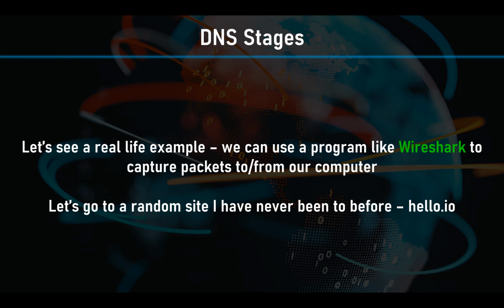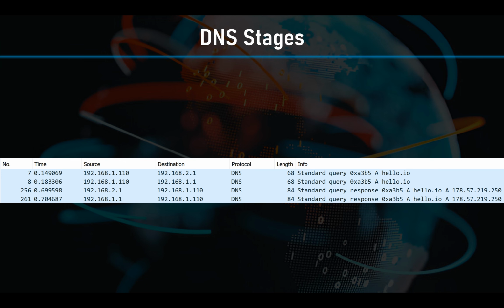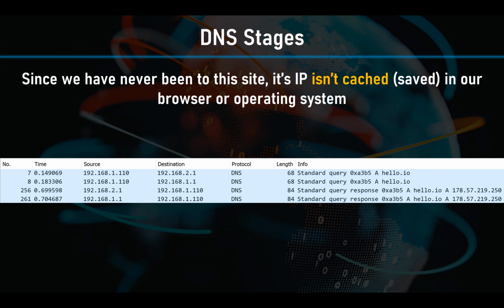All right, so let's go to a random site I've never been to before, and also a random site that presumably no one else in the location has been to. So something like hello.io, some completely random website. Now, if we look at the packets, since we've never been to this site, the DNS record isn't cached in our browser or in our operating system. So this we can actually see.